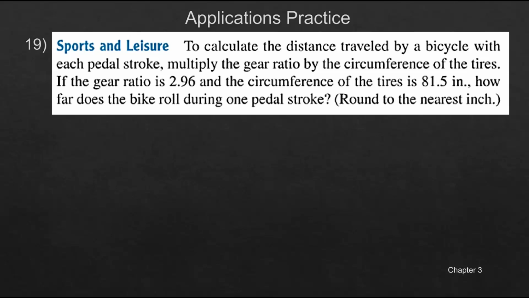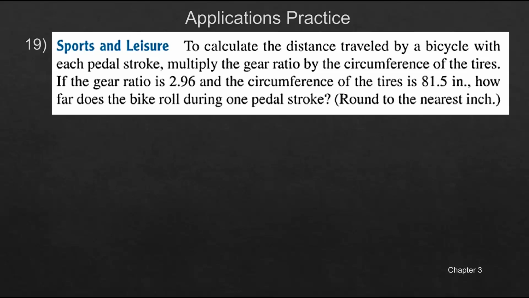This is the second video for decimal numbers, and we are looking at an application problem. To calculate the distance traveled by a bicycle with each pedal stroke, multiply the gear ratio by the circumference of the tires. If the gear ratio is 2.96 and the circumference of the tires is 81.5, how far does the bike roll during one pedal stroke?